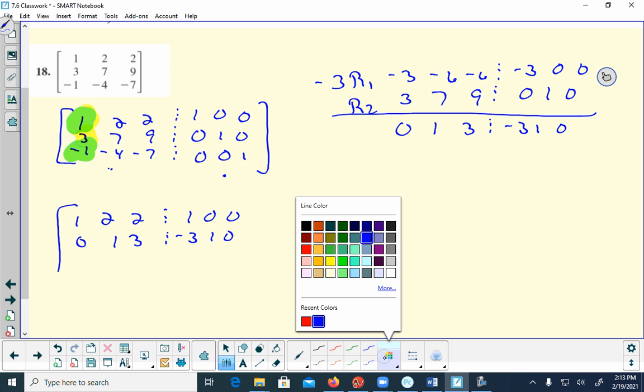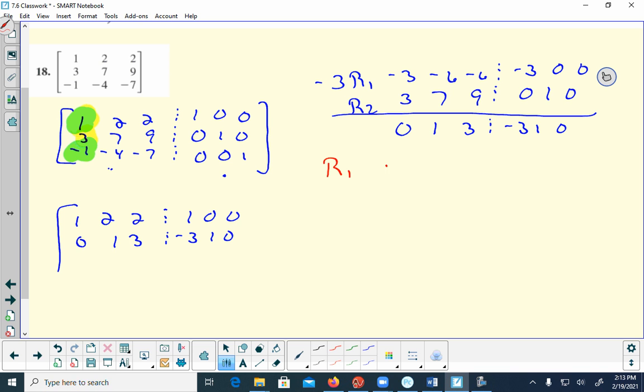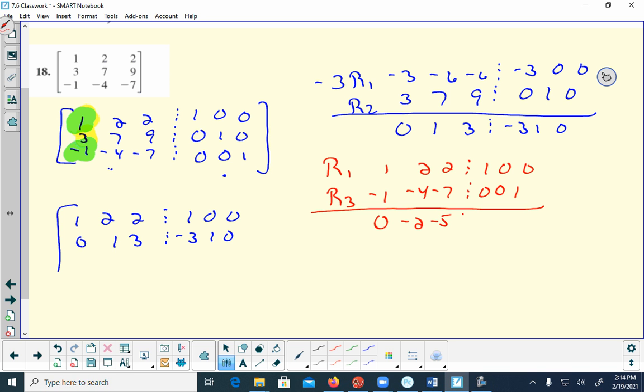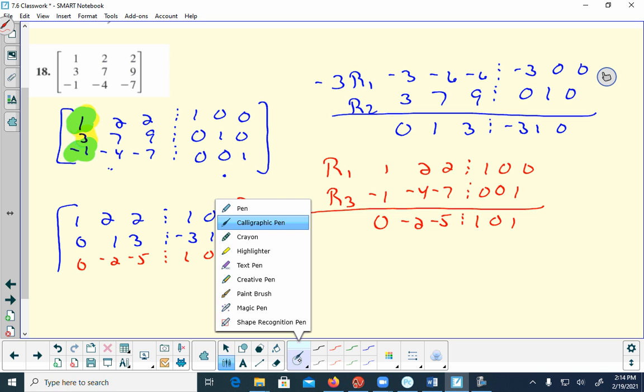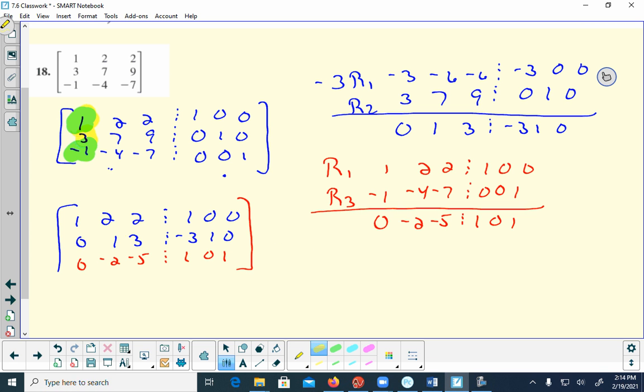So it looks like on that one I'm just going to have to add. So here's row 1, which is 1, 2, 2, because they're already opposites, so I just need to add them. And when I add, I'm going to get 0, -2, -5, 1, 0, 1. And I'm going to write that down here, 0, -2, -5, 1, 0, 1. And I'm going to close off that bracket. All right, so I've eliminated, so the first column looks good. I had the 1 followed by the 2 zeros. It looks great.